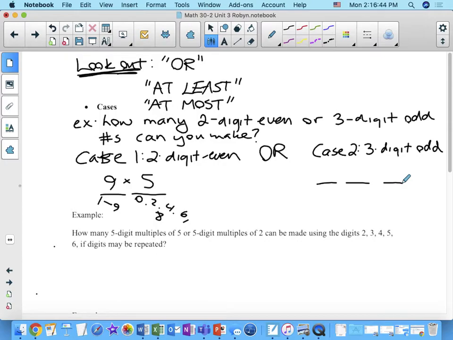Okay, any restrictions? Yep, this has to be odd, right? So this is going to be 1, 3, 5, 7, or 9. So that also has only 5 digits that could go there. Okay, good. Any other restrictions?